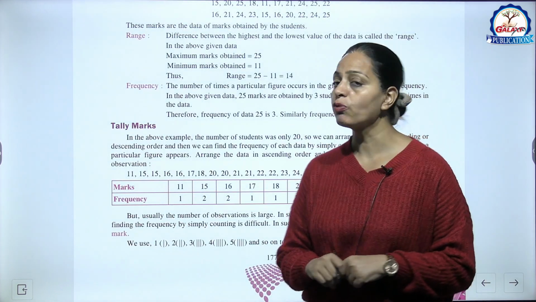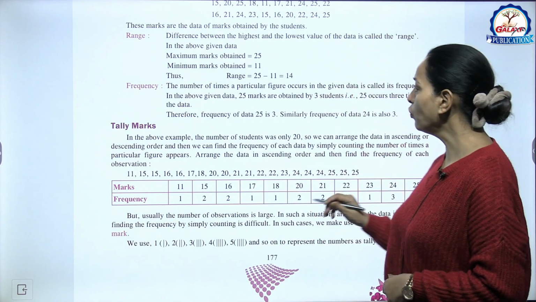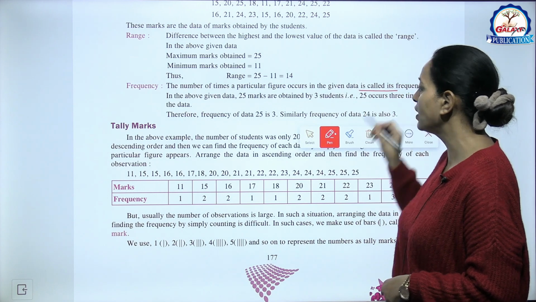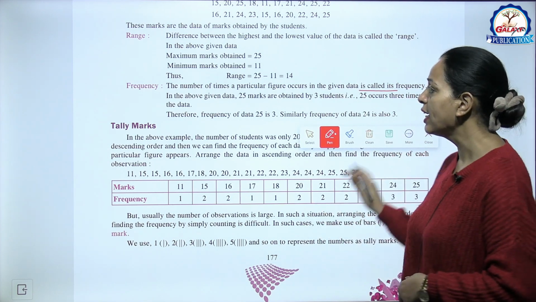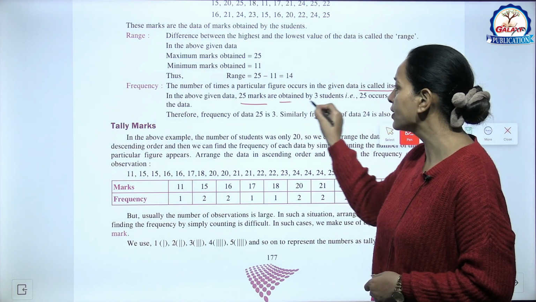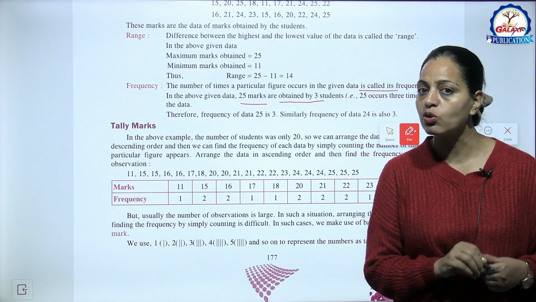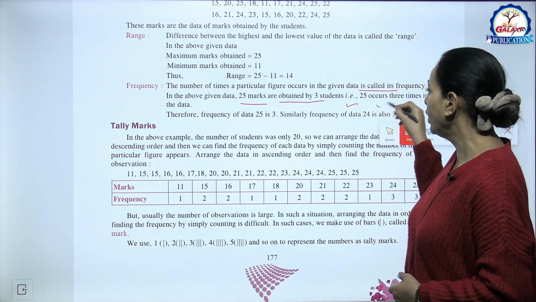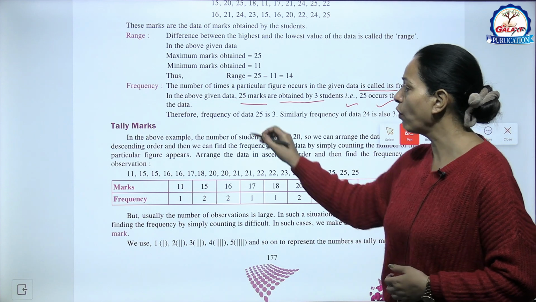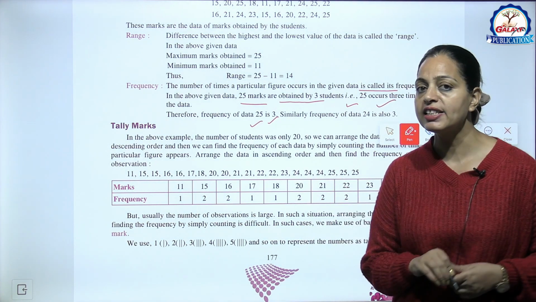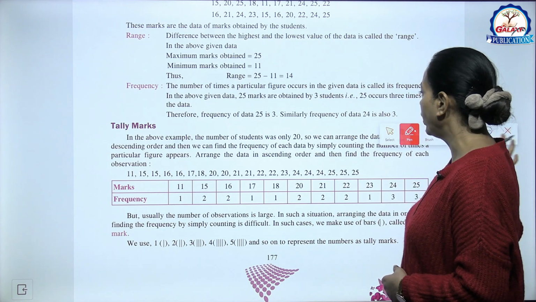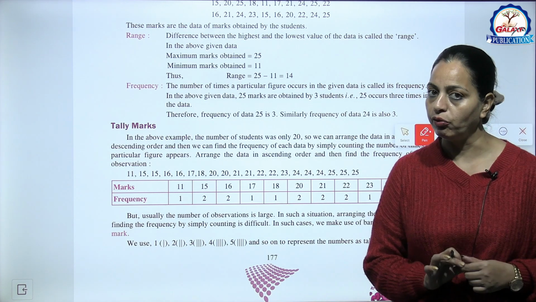Now the next is frequency. The number of times a particular figure occurs in the given data is called its frequency. In the above given data we can see 25 marks are obtained by 3 students. It means 25 occurs 3 times in the data. So frequency of 25 is 3. Okay. Similarly, frequency of 24 is also 3.